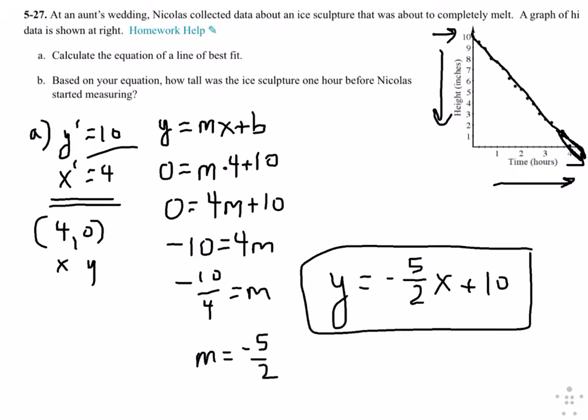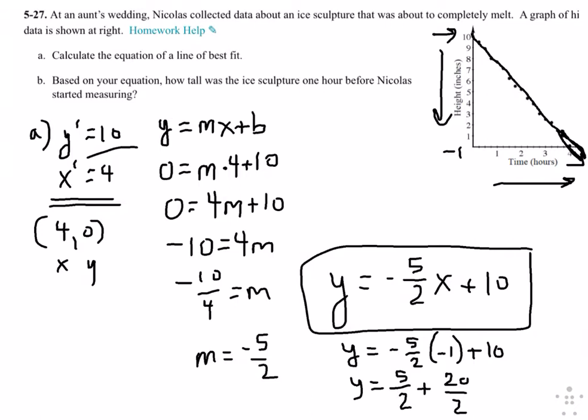For B, it says, based on your equation, how tall was the ice sculpture 1 hour before Nicholas started measuring? So 1 hour before, right? So that's at time negative 1. So I substitute a negative 1 in for x. So y equals negative 5 halves times negative 1 plus 10. So y equals 5 halves plus 10, which is 20 halves. So y equals 25 halves.